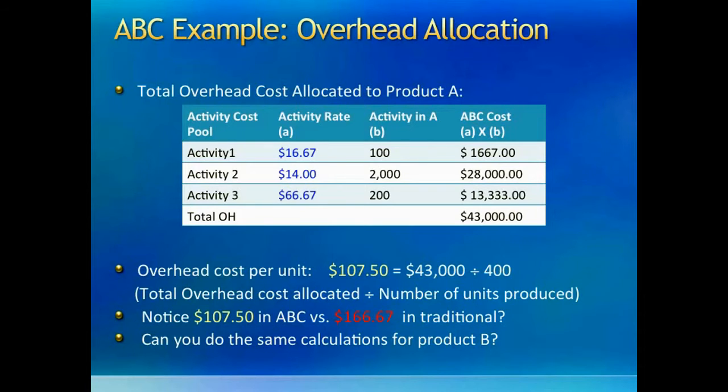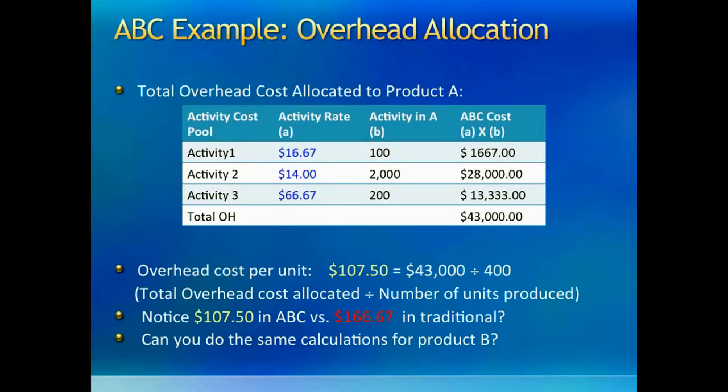And B consumes a lot of the resources under activity 1 and 2, but does not get its fair share under the traditional method because it consumes very few direct labor hours. So product A gets more cost in the traditional method because it consumes more labor hours. When we use activity-based costing, product B gets a larger share of the other two activities but a lower share of activity 3, which is still allocated on the basis of labor hours.